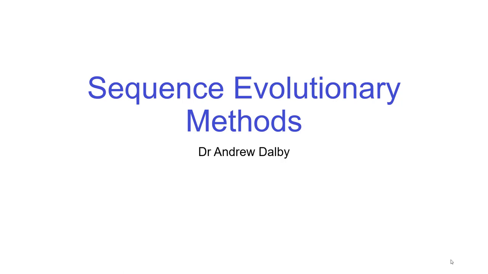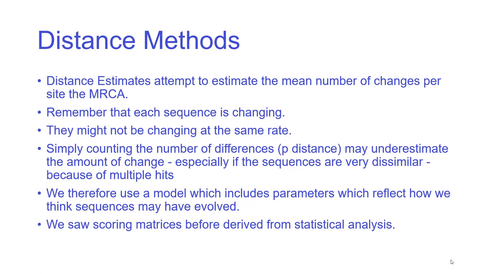Underlying any phylogenetic tree has to be an evolutionary model. So what we can look at is methods used to model sequence evolution. Distance methods try to find the mean number of changes per site since the most recent common ancestor between any pair of sequences.